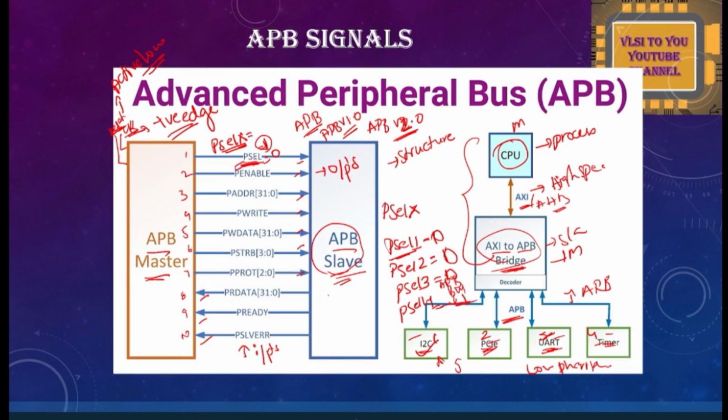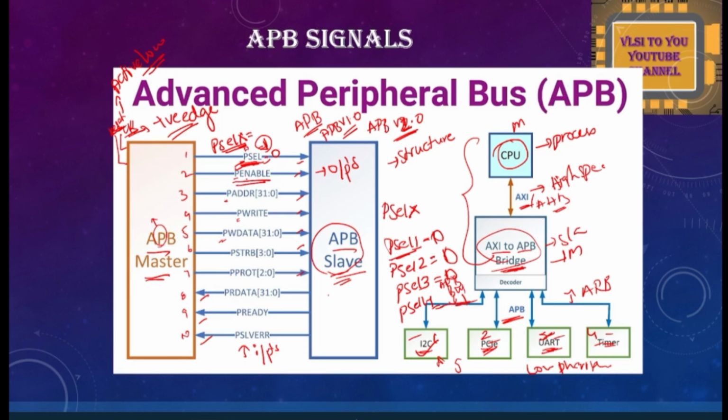And here, if you see the signals, one interesting part is that everything starts with P, because this is the APB bus, so we use P as the first notation. When you go for AHB, you will use HSELECT, HENABLE, like that. So that is about PSELECT.